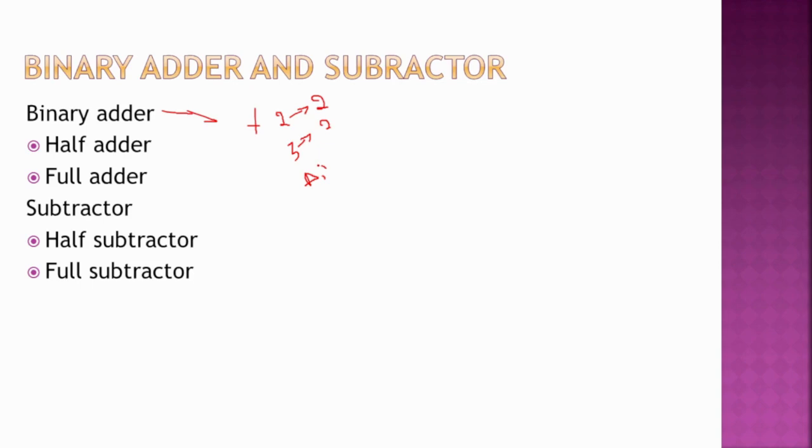Binary adder is usually classified into two. One is half adder, another one is full adder. In subtractor, there will be two types. One is half subtractor and full subtractor. In binary adder, the half adder has two inputs. In full adder, it has three inputs. But both are going to provide two outputs.